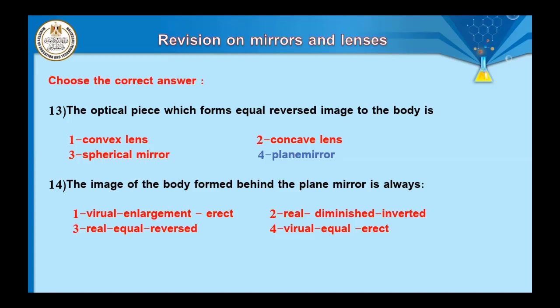Number three, laterally inverted. Number four, equal. Number five, the distance between the object and the mirror equals the distance between the image and the mirror. The last one, the straight line joining the object and the image is perpendicular to the plane mirror. So the properties of this image are virtual, equal, erect. The correct answer is number 4, virtual equal erect.